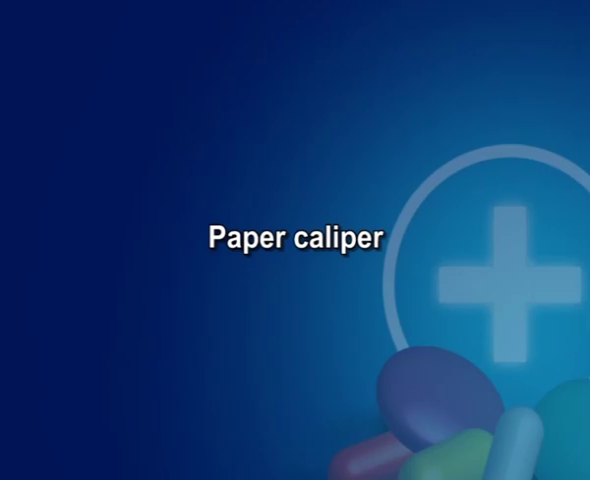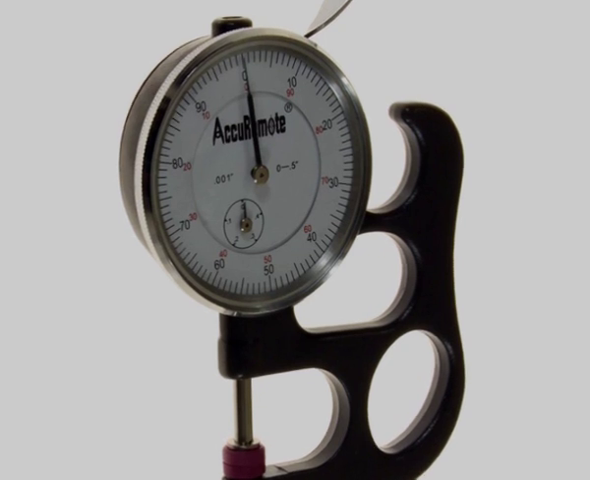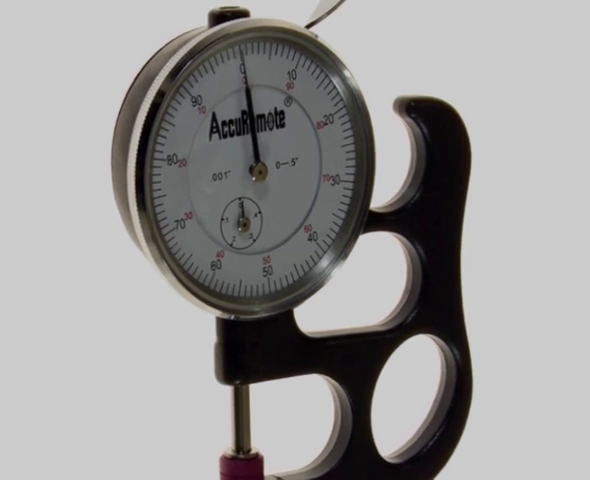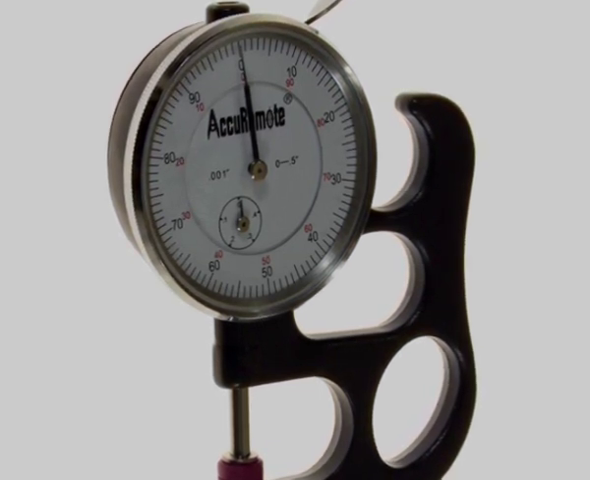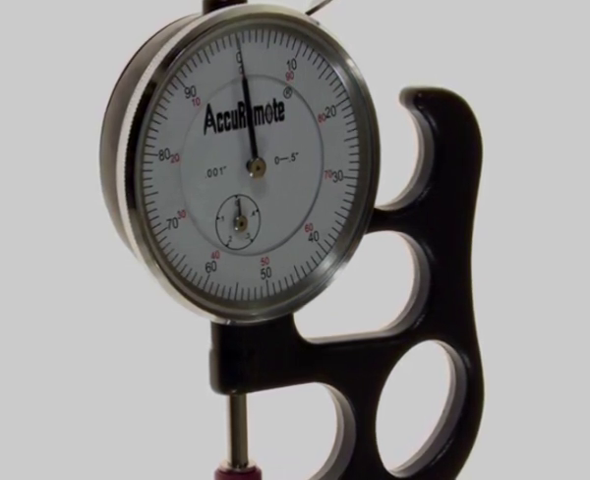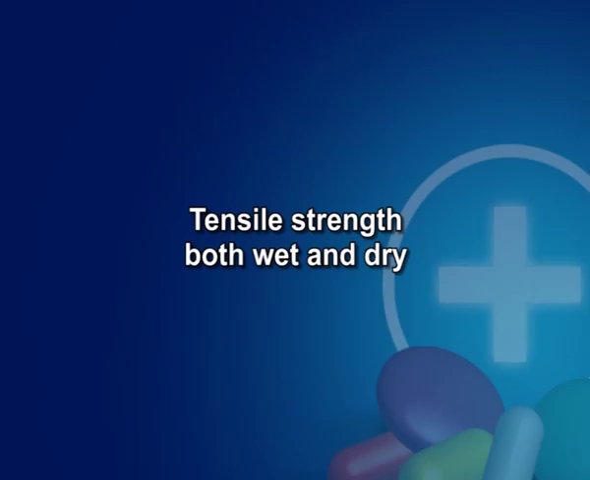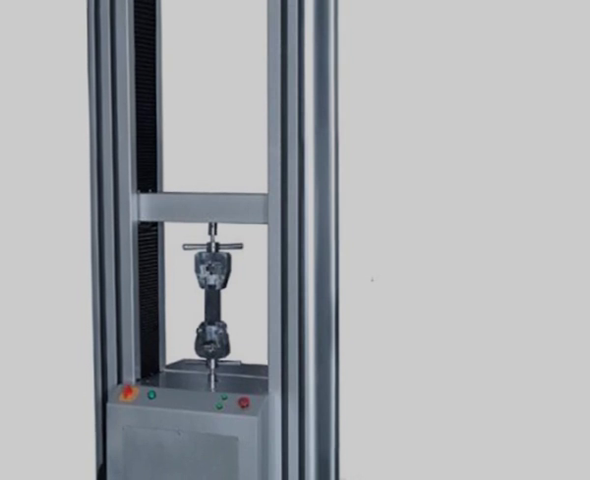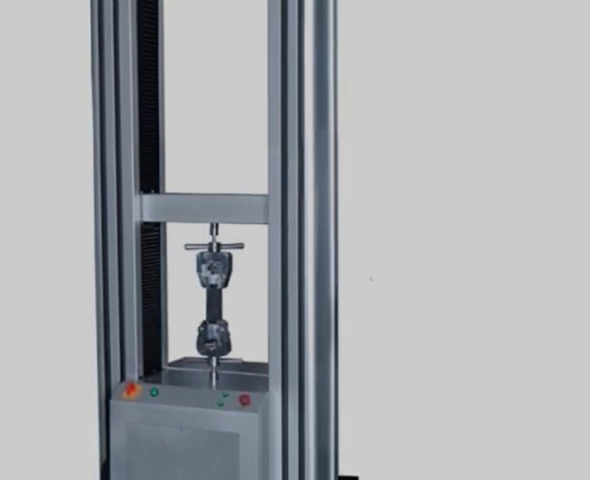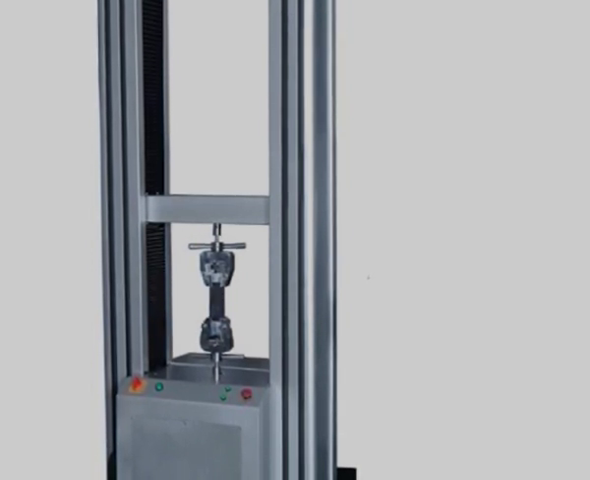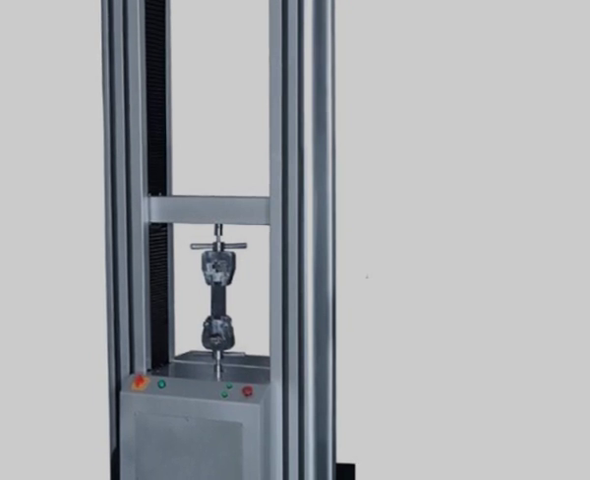Number 8. Paper caliper. Paper caliper represents single sheet thickness between one surface and the other. Measured over a specified area and under a specific static load by means of a high precision dead weight micrometer. Number 9. Tensile strength, both wet and dry. The maximum tensile force per unit width that a paper or board will withstand before breaking.